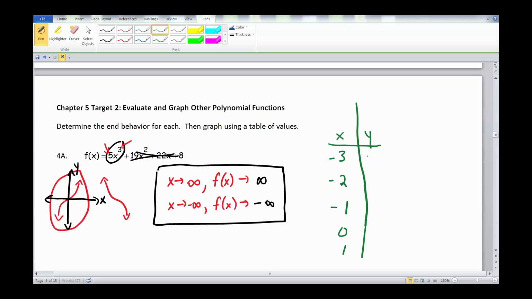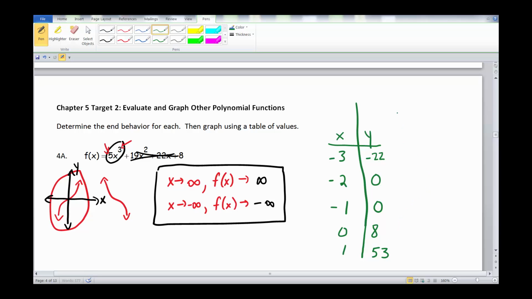So for -3, we ended up with -22. For -2, we get 0. For -1, we got 0 as well. For 0, we get 8. And for 1, we get 53.